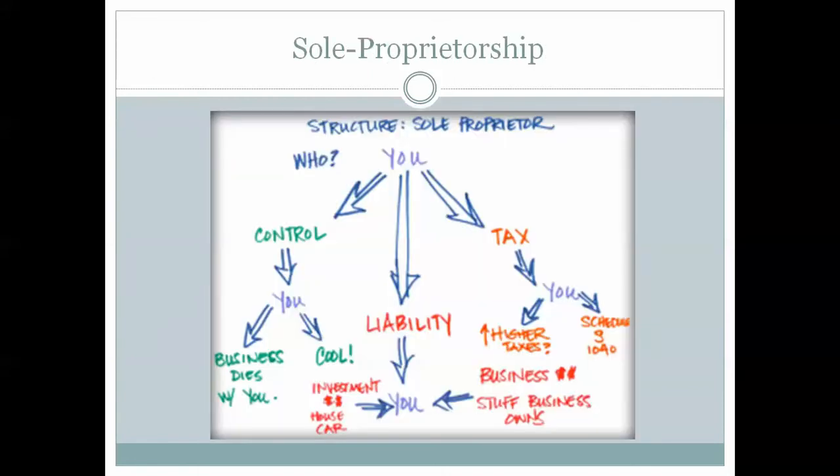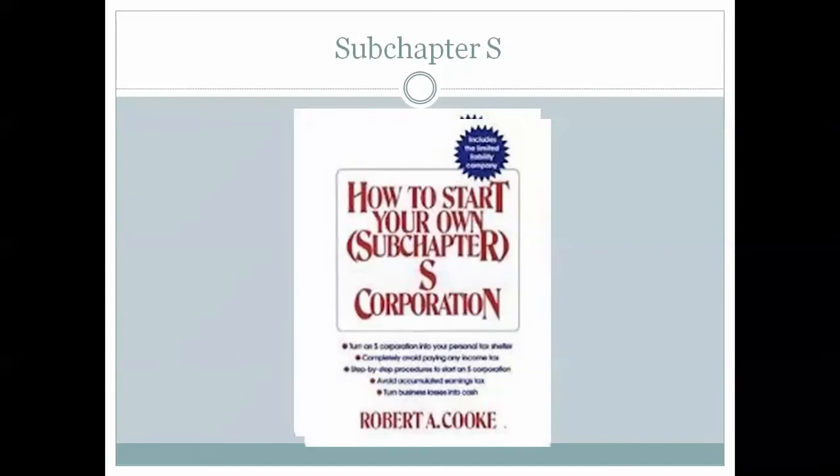Okay, so a sole proprietorship again is the simplest form of business. It is owned and operated by one person. As this back of the envelope image shows, you basically have all the responsibility and control for taxes, for profits. So again, the easiest way to get in, it's owned and operated by one person.